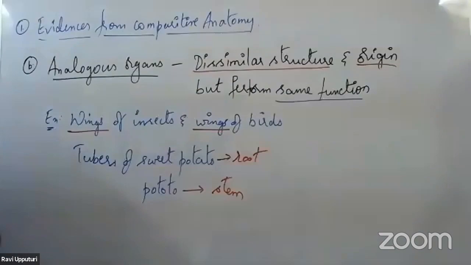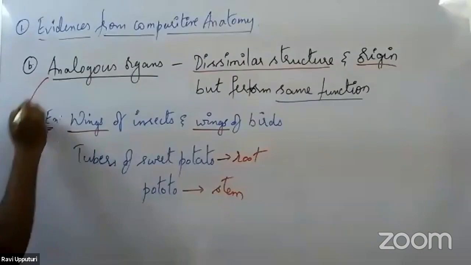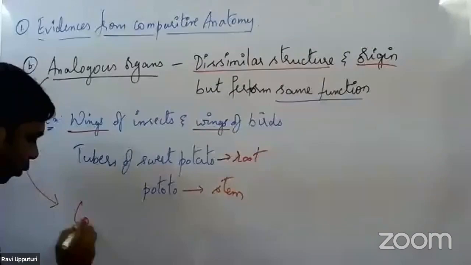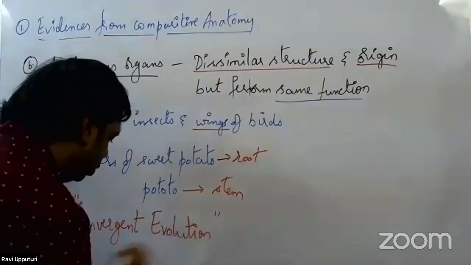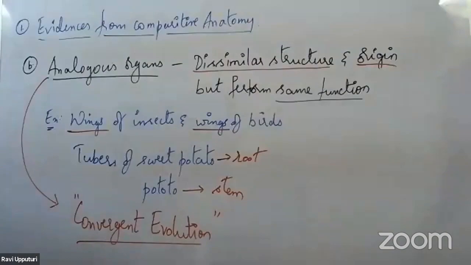Right? Now, one more important thing you need to remember here is that analogous organs would lead to something called convergent evolution. Right? So analogous organs would lead to convergent evolution. Homologous organs, we said, would lead to divergent evolution. So here we are saying that analogous organs would lead to convergent evolution.